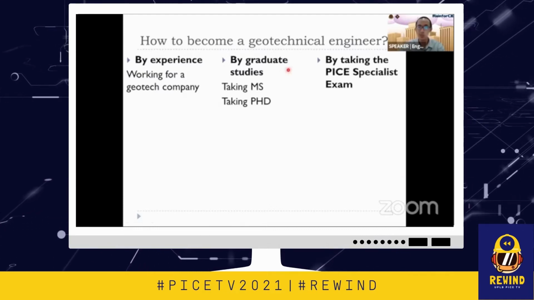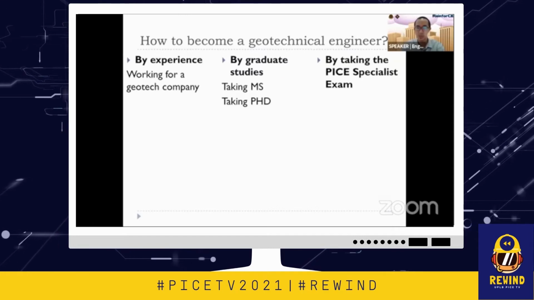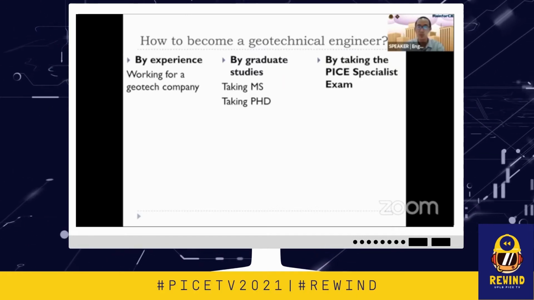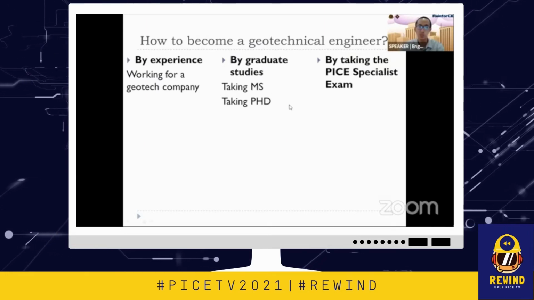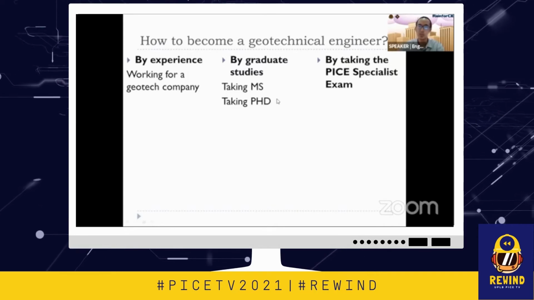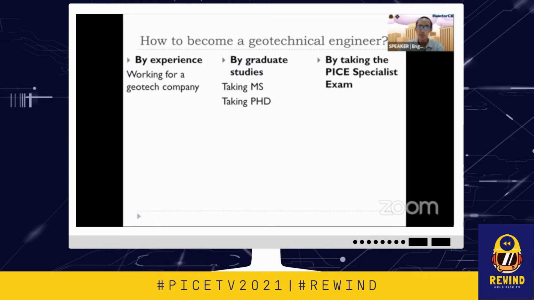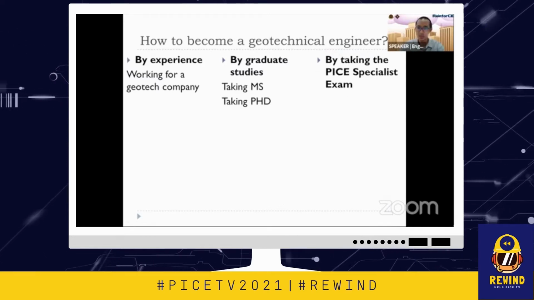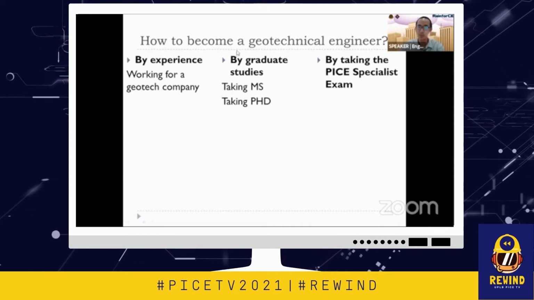Number two is by taking further graduate studies. You take your MS, and if you decide you want to pursue further studies, you can take a PhD. You can take an MS in geotech, then the PhD is still in geotechnical engineering. The next way is by taking the PICE specialist exam. There's a PICE specialist exam for geotech.